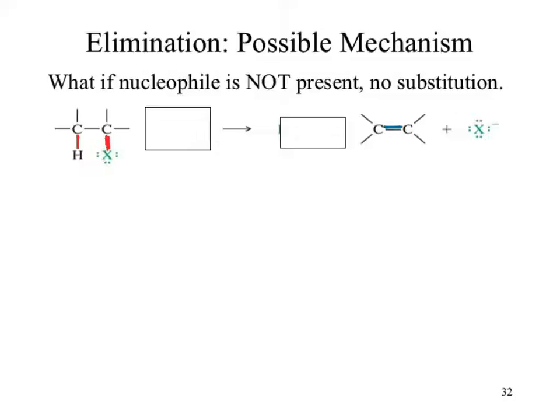Okay. For those of us keeping score, we might say, well, this now becomes a lot more complicated than the substitution because 3 different things have happened. Is that actually true? How many different things happened? Still only 2. Why is it only 2 things? I broke 2 bonds and I made 1 bond. That sounds like 3 to me.